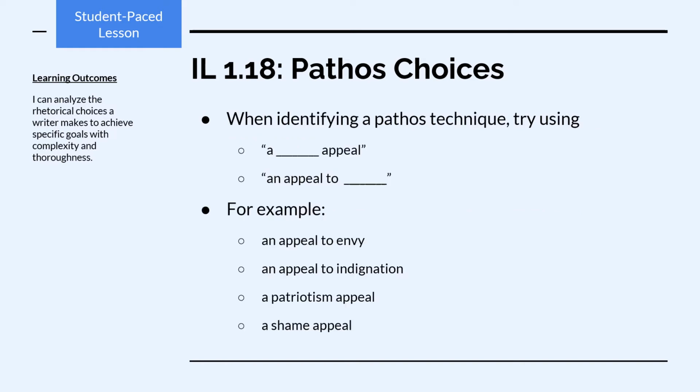When identifying a pathos technique and trying to phrase it as a noun phrase, try using some form of one of these: a blank appeal or an appeal to blank, such as an appeal to envy, an appeal to indignation, a patriotism appeal, or a shame appeal. Those all work to identify the pathos technique that's being used. As we'll learn in the next quarter, there are a lot of different ways to stir emotion, and we'll learn more specific techniques for that when the time comes. But for now, just simply saying an appeal to blank emotion works fine.